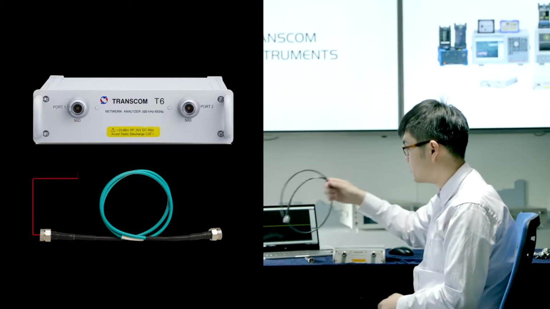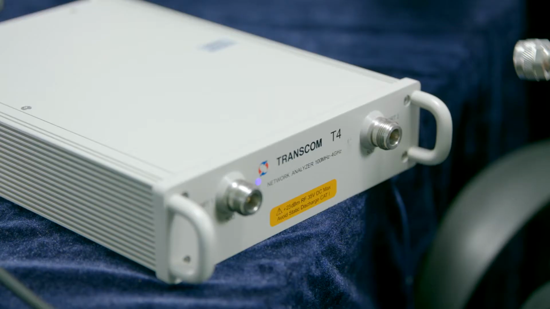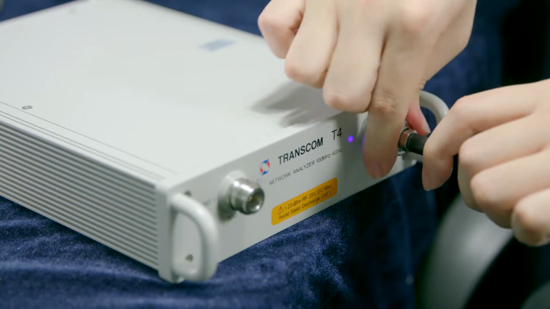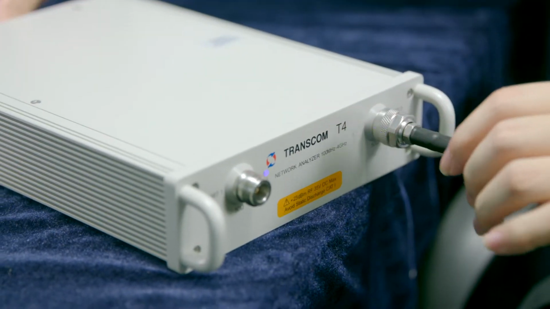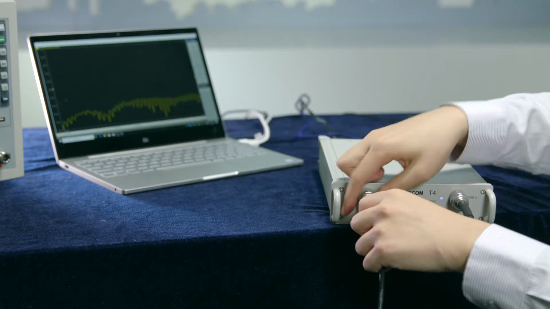This cable is working from DC to 6 GHz. I will test 100 MHz to 4 GHz part. To save time, actually I have done the calibration. We can just connect the cable with WinE.